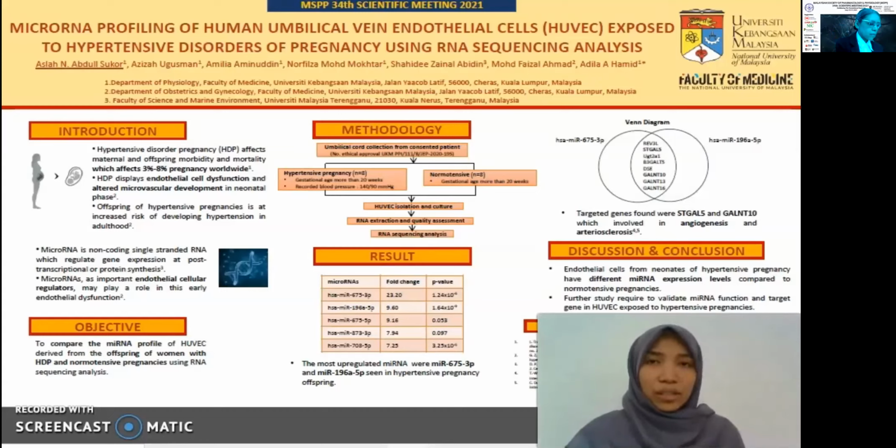We found there are 2 highest upregulated microRNAs in the hypertensive disorder of pregnancy, which are microRNA 6753B and microRNA 196A5B, and their target genes are SP3, GAL5, and GALNT10. Previous researchers reported these target genes were involved in atherosclerosis and angiogenesis. Thus, further studies need to validate this microRNA function and also their target genes in the hypertensive disorder of pregnancy. Thank you.